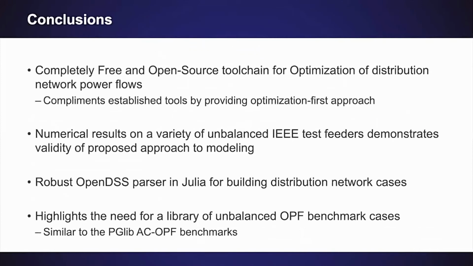So in conclusion, we have developed a free open source toolchain for the optimization of distribution network power flows, which complements existing tools by providing an optimization-first approach. We have demonstrated the validity of our physical models on a variety of unbalanced IEEE test feeders, and we have included a robust OpenDSS parser written natively in Julia to ingest distribution test case data. And as a final point, I just want to mention that we think that our work here has highlighted a dire need for a library of unbalanced OPF benchmark cases similar to the PGLib ACOPF benchmarks.